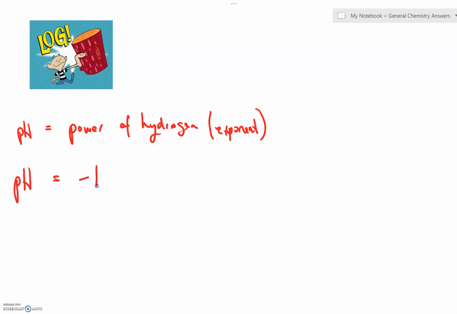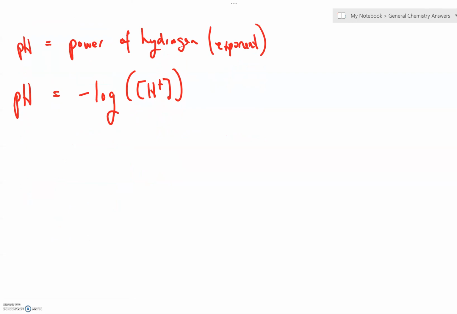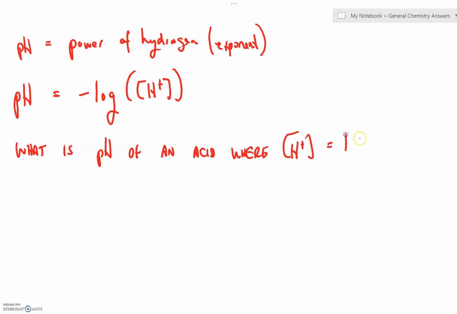According to the equation, pH is equal to the negative log of the concentration of H+. And that's it. You can get the log function right here on your calculator. The log button is right here next to the 7 button. I'll show you how it works. It's super easy. So let's say that we wanted to find the pH. What is the pH of an acid where the concentration of H+, remember these brackets, is 1 times 10 to the negative 5 molar.